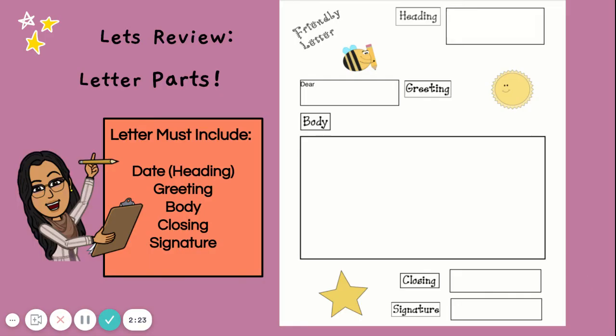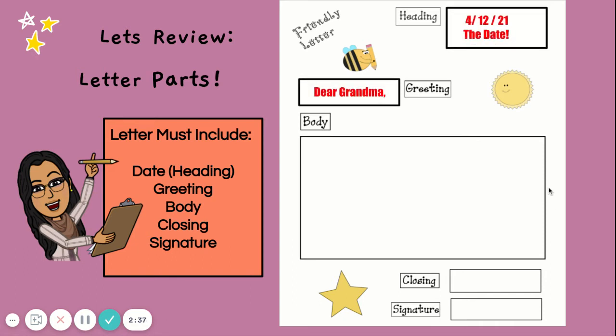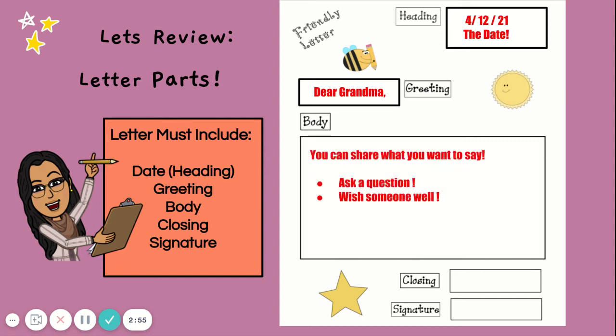Now that we've gone over what a tone in a letter is, let's review some letter parts. Remember that we've learned a heading is the date. That goes at the very top of your friendly letter. After we write our date, we decide who we're writing to. A greeting can start with dear, hello, hi. This letter is to a grandma. This is where you write the name of the person that you're writing the letter to. Don't forget the comma. In the body of the letter, you share what you want to say. You can ask a question, you can wish someone well, tell them all about your day.